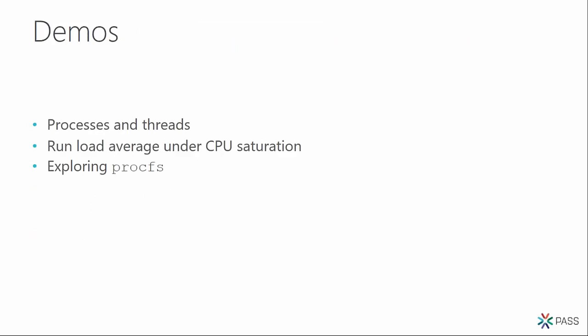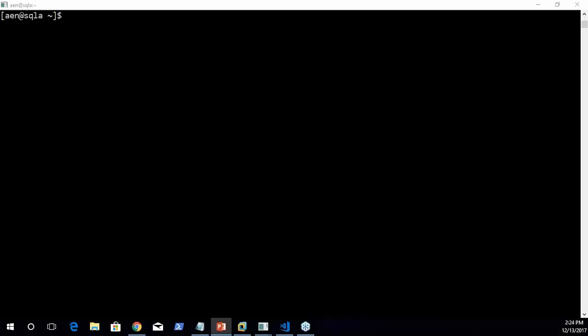All right, so let's get into some demos. We're going to look at processes and threads, right, and how to identify those and differentiate between the two. We're going to look at load average under CPU saturation, and we're going to dig around in procfs a little bit together. So if you guys are having trouble seeing anything, do let me know. I'm on a new rig, and I'm using Bash on Windows to show these demonstrations today.